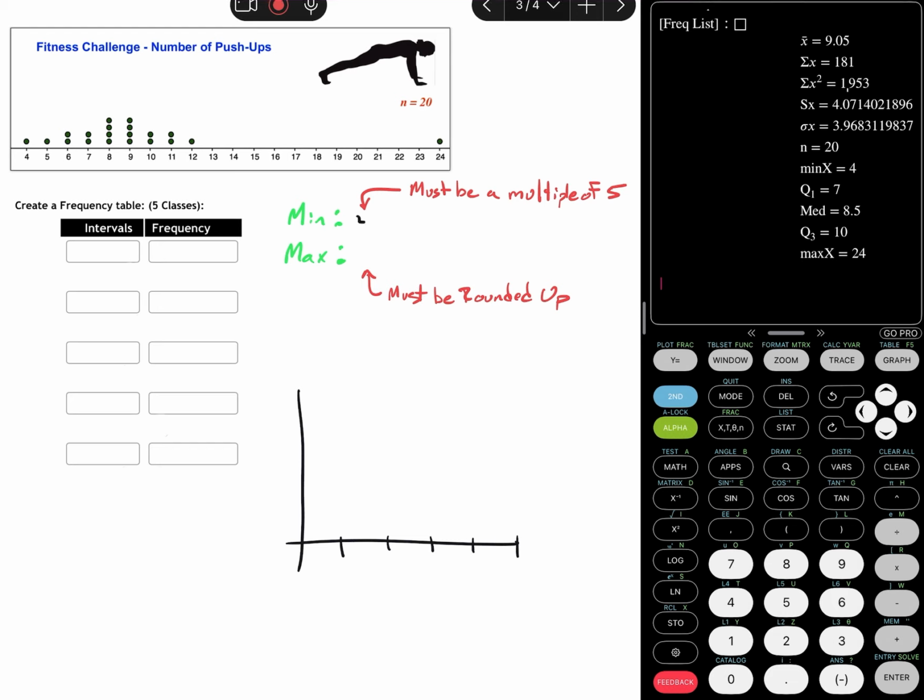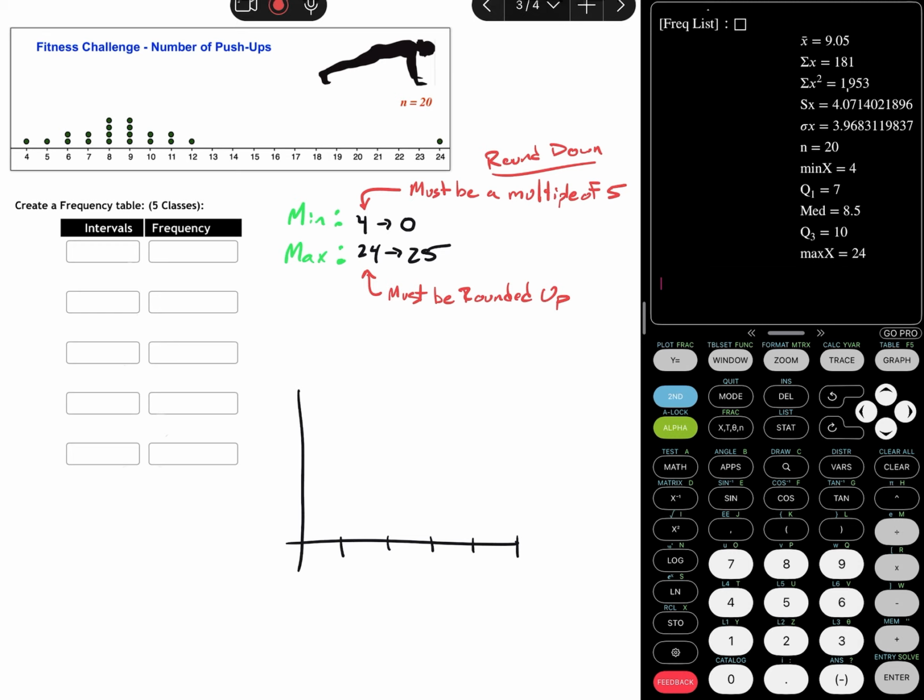The minimum is going to be 4. The maximum is 24. And as my notes say, the minimum must be a multiple of 5, and 24 must always be rounded up. So that means that 4 has to be rounded down actually to 0. Make sure you're rounding down. I'm going to put a note for that. So round down, right? And then this one already says round up. So that means that this is going to be going to 25, right? So those are our min and max.